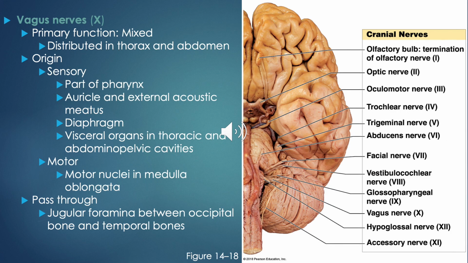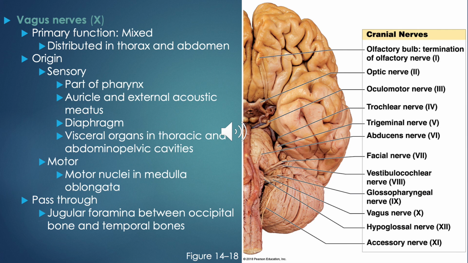The vagus nerve is cranial nerve number 10, and its primary function is mixed, is both sensory and motor. And when I say that it is mixed, it's because it is distributed throughout the thorax and abdomen, and it wanders everywhere. The origin for the sensory component includes part of the pharynx, the auricle and external acoustic meatus, the diaphragm, and the visceral organs in the thoracic and abdominopelvic cavities. The motor origin is the motor nuclei in the medulla oblongata. This passes through the jugular foramina between the occipital bone and the temporal bones.